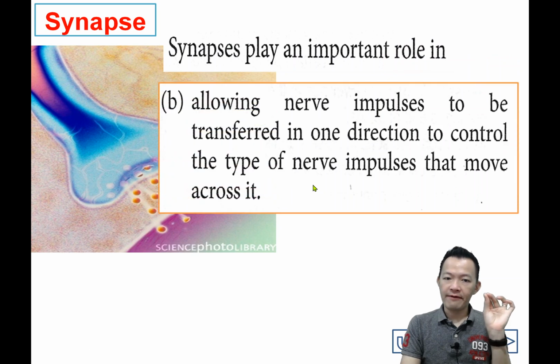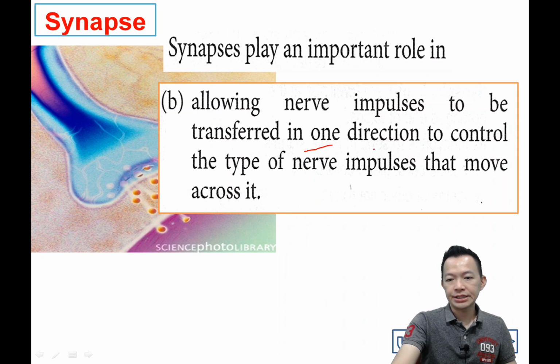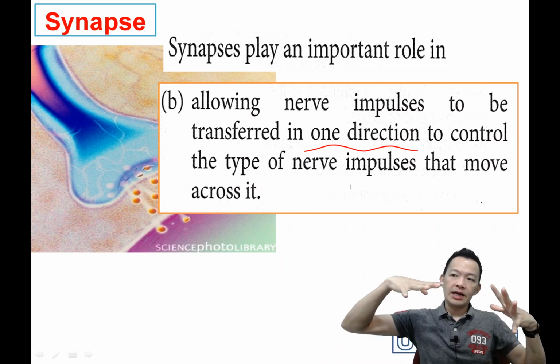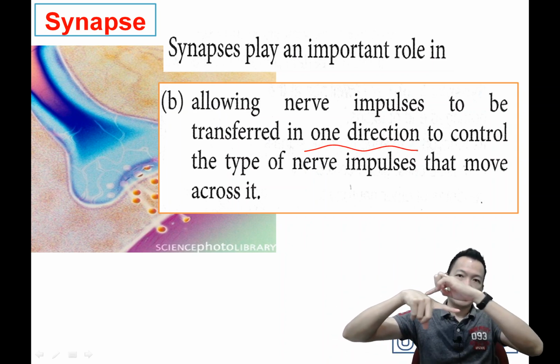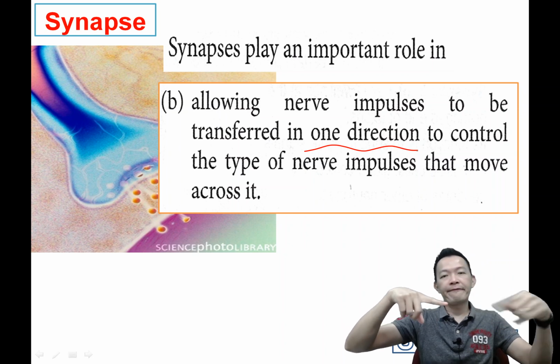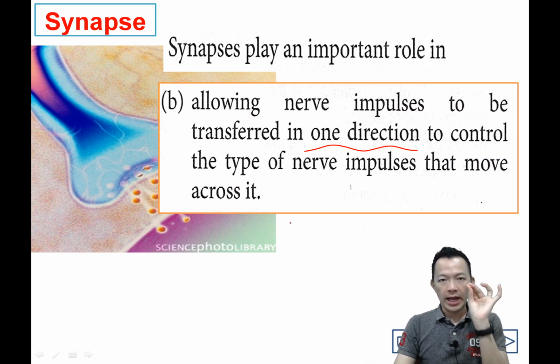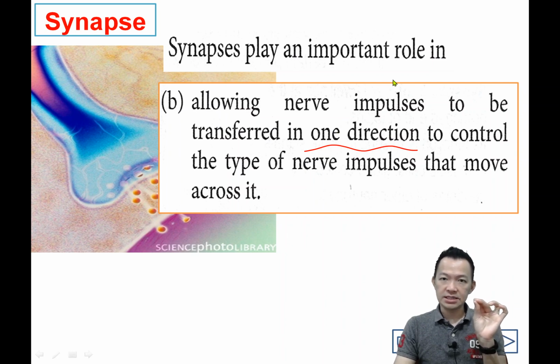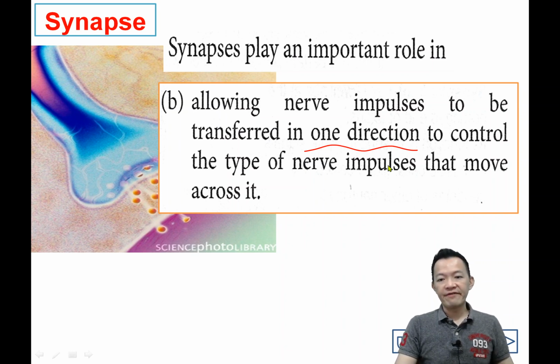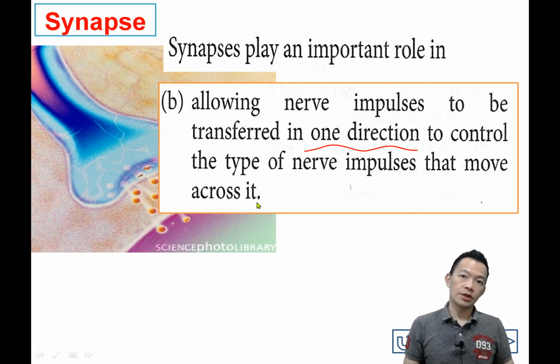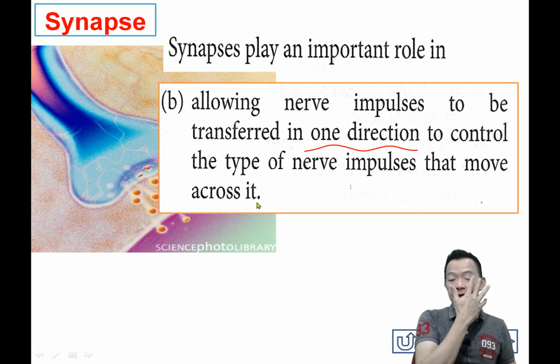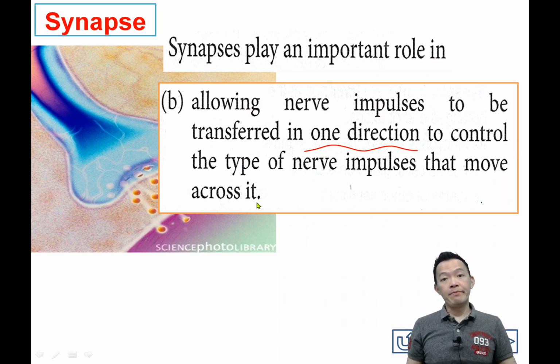Number 2, B for what? Allowing the nerve impulses to be transferred in one direction. Or in another meaning, after the impulses pass through this neuron, 它从这个 neuron 过来过后 it cannot flow back, 它不能回来。So to ensure the flow of the impulses in one direction, 为了要确定神经讯息呢只留一个方向。To control the nerve impulse moving across it. 然后控制什么讯息可以流过它啦，一过就不能回了。Okay, so these are the important functions.